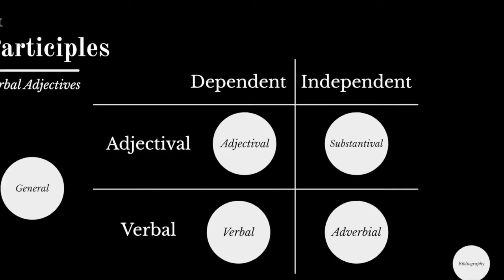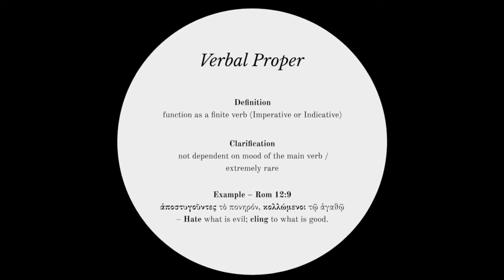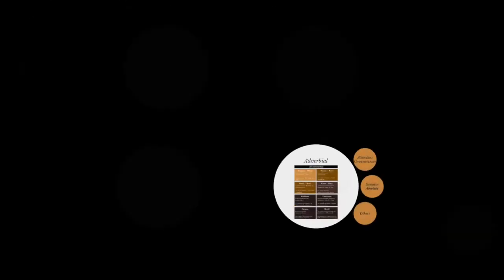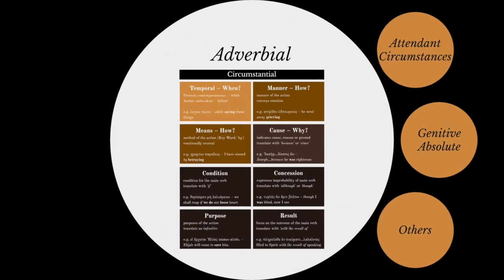Let's now move on to the verbal use of the participle. A dependent verbal participle functions as a finite verb and is either found in the imperative or indicative mood. It is not dependent on the mood of the main verb and only appears a few times in the New Testament. An example of a verbal participle is found in Romans 12:9. Notice how the two participles are in the imperative mood and translate as such, rendering a command to hate and to cling. The last and most common category are adverbial participles which modify the main verb.